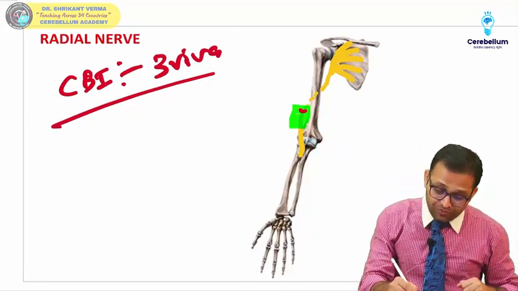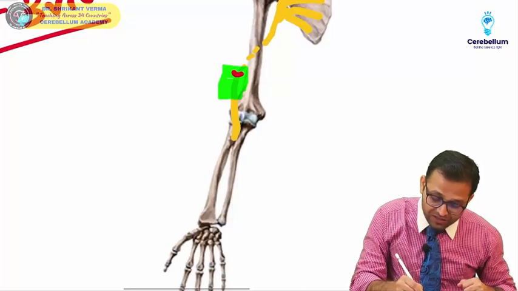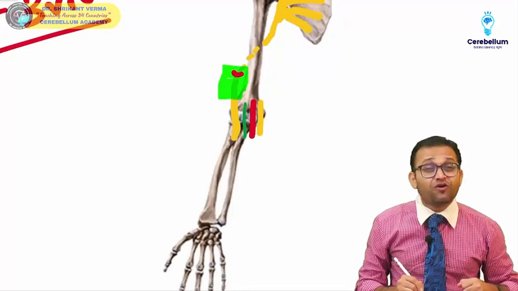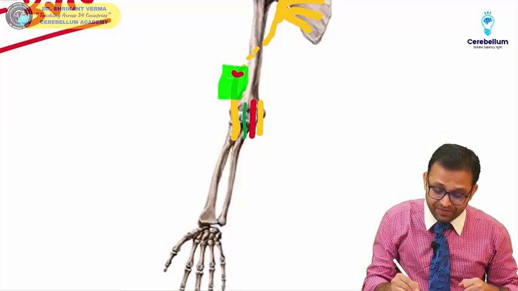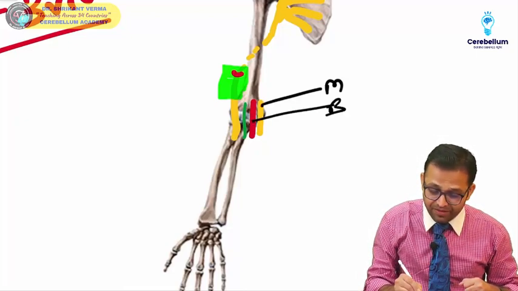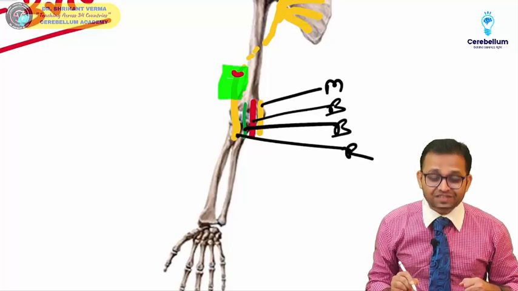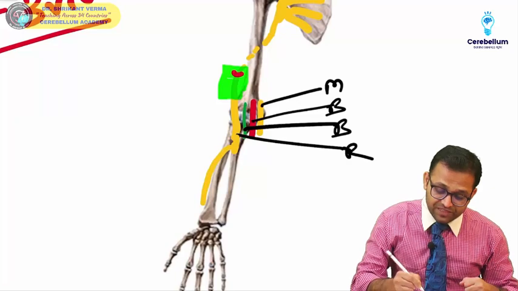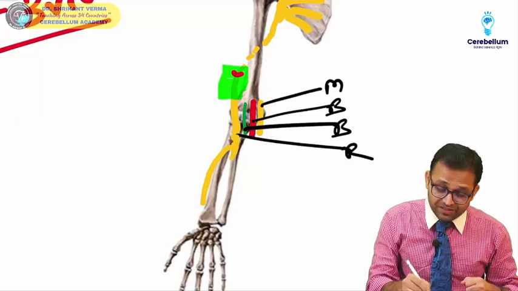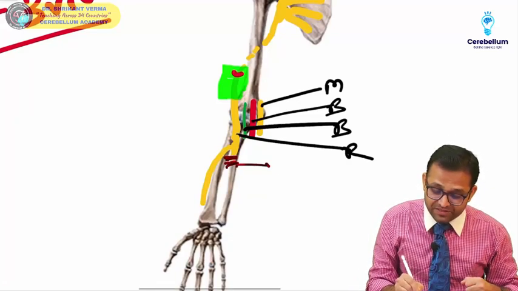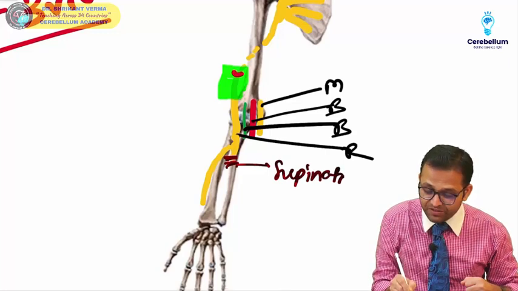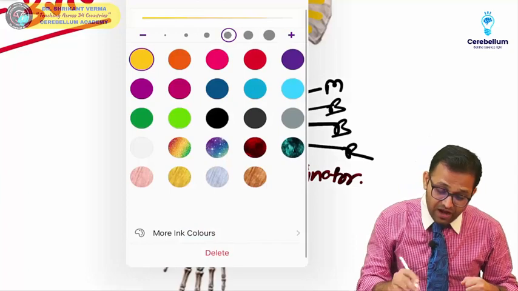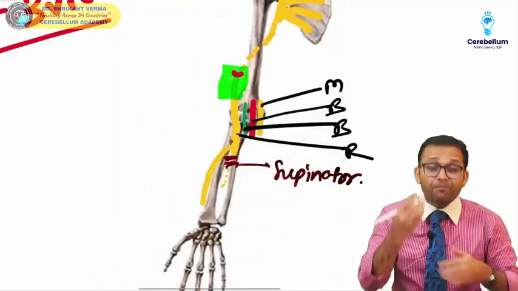Okay, sir. So radial nerve is coming here. We all know there is our median nerve, brachial artery, biceps tendon, and radial nerve. So this is the same M, B, B, R relation. Now this radial nerve is coming and it is dividing into the superficial division and the deep division. Remember, the deep division will pierce the supinator muscle. Yes, sir. Supinator is pierced by the deep branch of the radial nerve and it will run at the back side, the posterior compartment of the forearm.